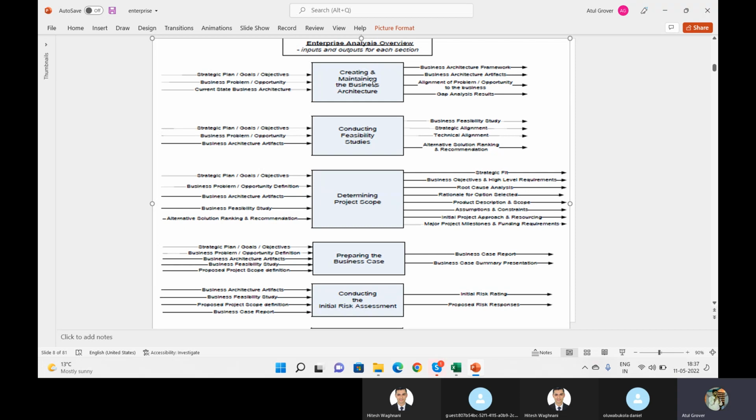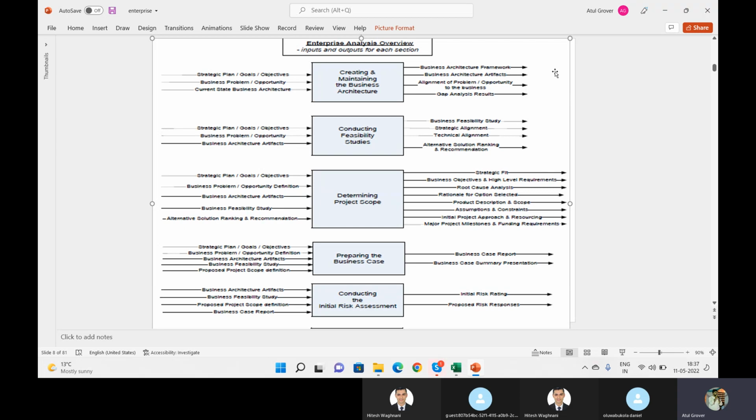On the basis of that, what output will they be getting? They're getting the business architecture framework. By seeing this problem, by mapping the problem with the goal and understanding the as-is process, they create a business architecture framework, that is how this business will look like. I'll show you something in the upcoming slides as well.